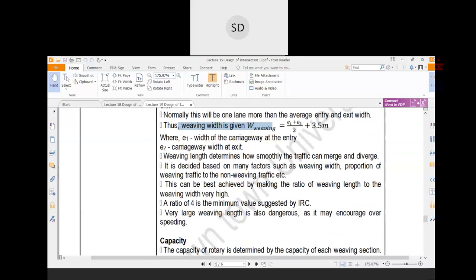Now, weaving length determines how smoothly the traffic can merge and diverge, as we have already discussed. If the weaving length is more, the angle of approach would be lesser and the vehicle movement would be more swift. It is decided based on many factors such as weaving width, proportion of the weaving traffic to the non-weaving traffic, etc.